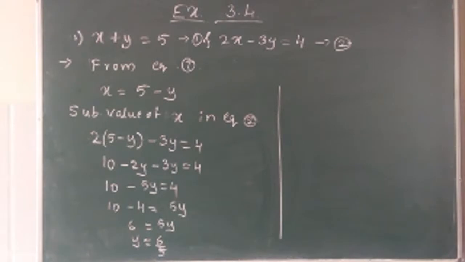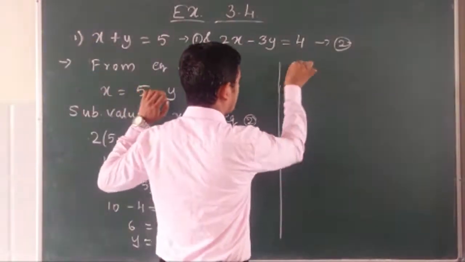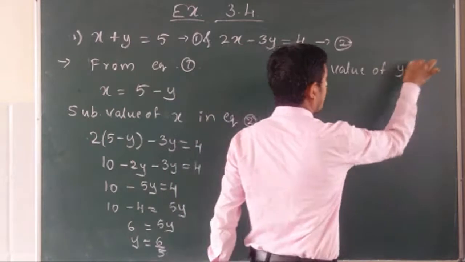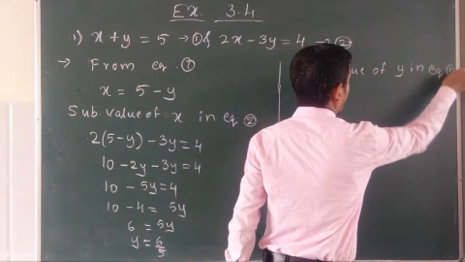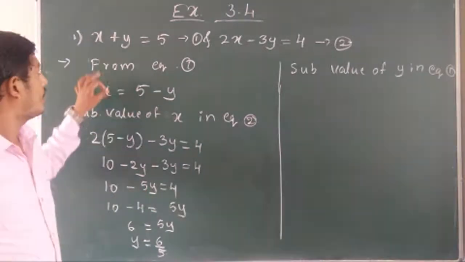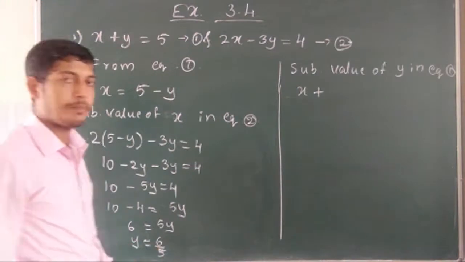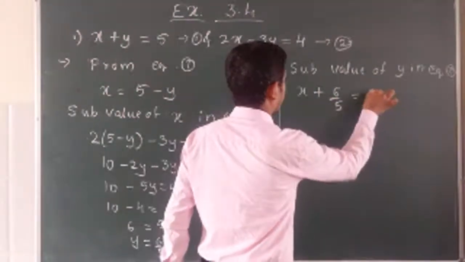We have to consider the value of y, that is 6 by 5, and we have to substitute that in equation 1 or in equation 2. So I will substitute in equation 1. Substitute the value of y in equation 1. So x plus y value is how much? 6 by 5, that is equal to 5.